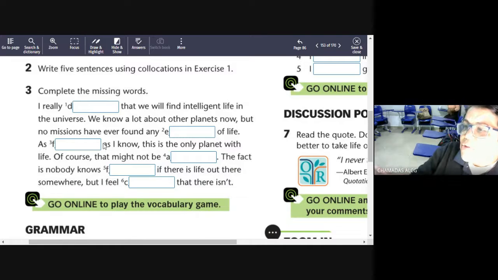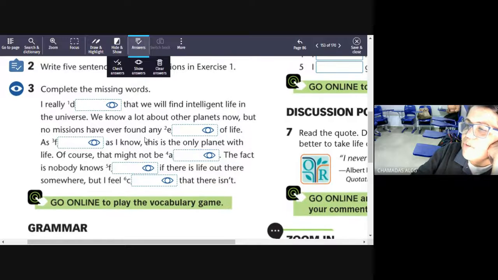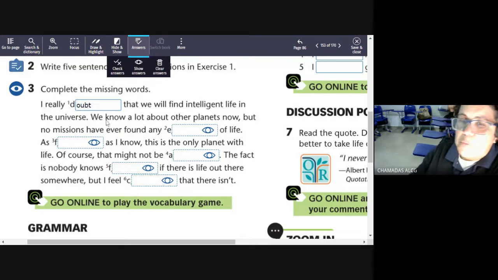Now, this is the topic. Let's see if we find the words. Okay, guys. So let's check it out. I really doubt. We can see that the word starts with letter D. The initials are here before the gap to help you remember. And next to the box, there is a number to show the sentence number we're working on. So I really doubt that.